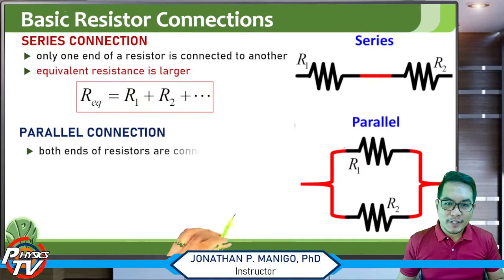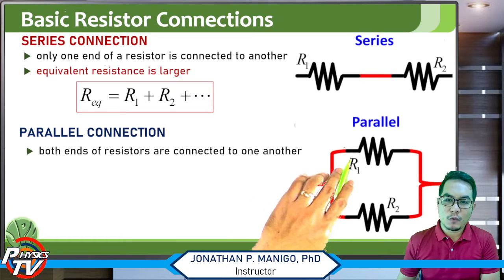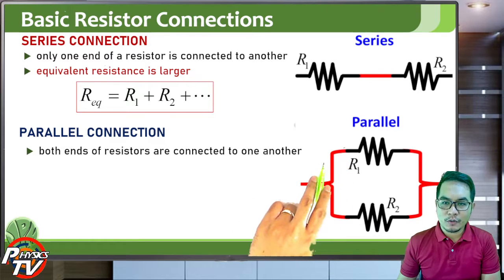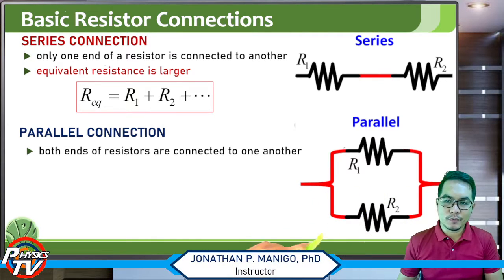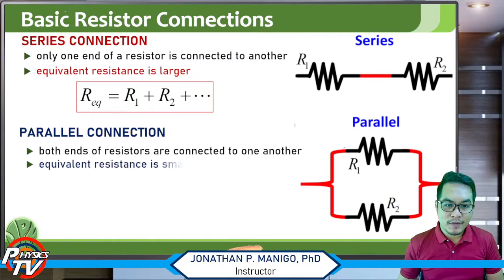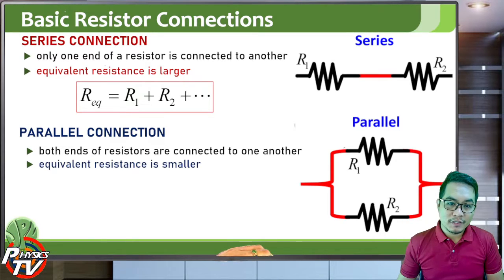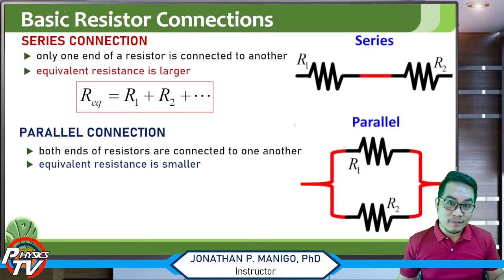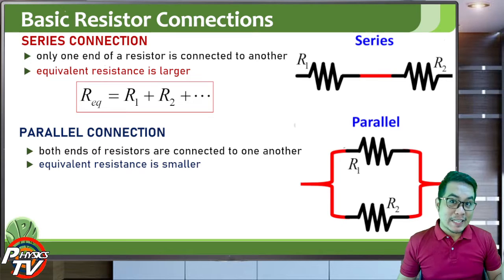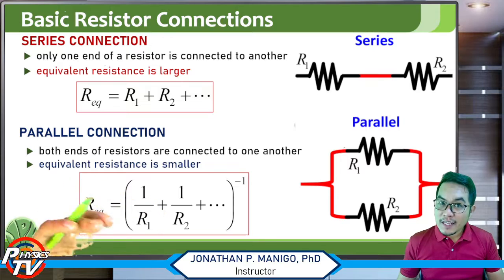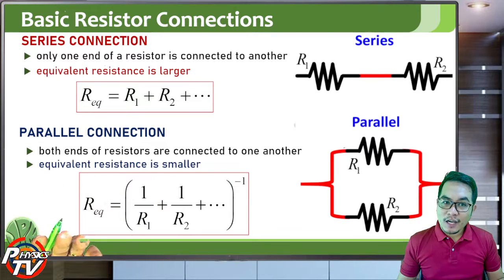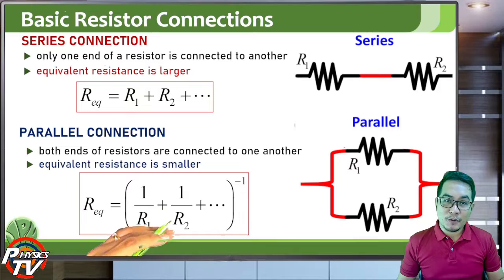Then you have the parallel connection, wherein both ends of the resistors are connected to one another. So both ends of resistor 1 are connected to both ends of resistor 2. So that is the parallel connection. The equivalent resistance is smaller. Again, this is opposite to capacitors connected in parallel, where the equivalent capacitance is actually larger. So the formulas for the capacitor connections and the resistor connections are actually inverse of each other.